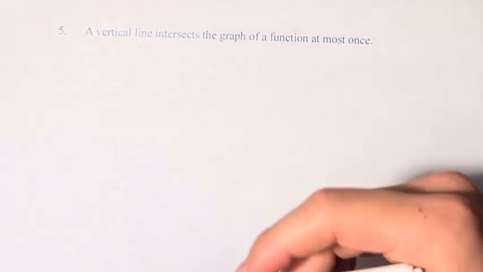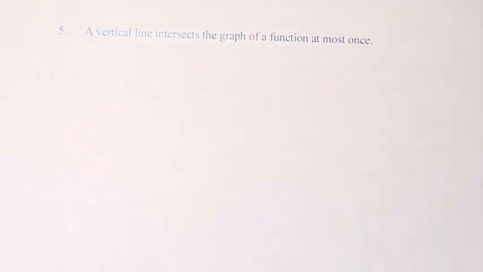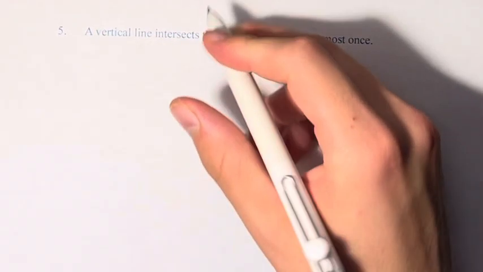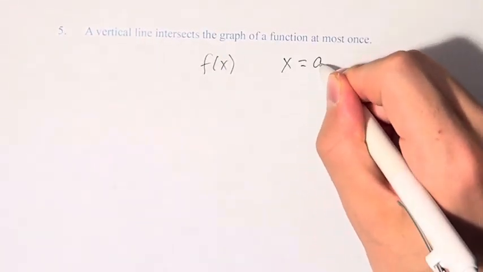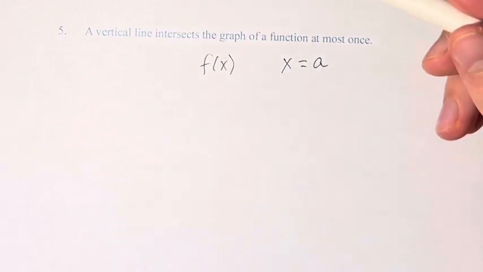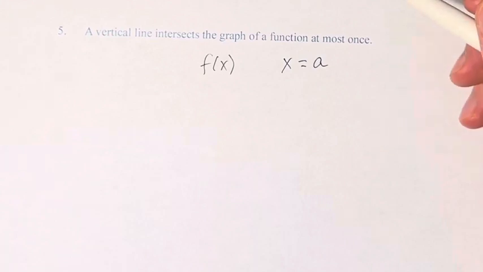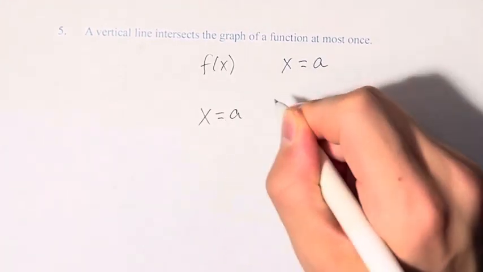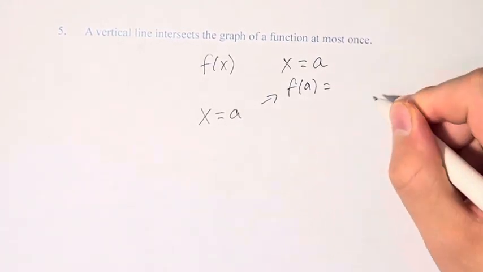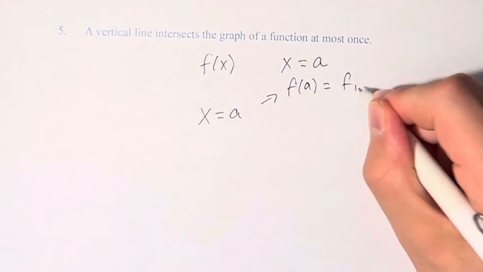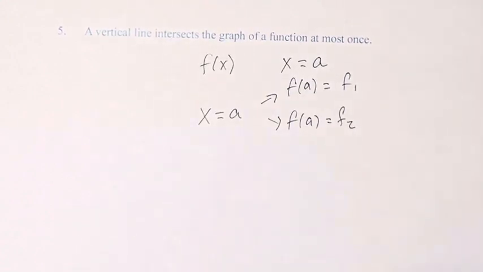In this problem, we are asked whether a vertical line intersects the graph of a function at most once. So if we're looking at a function, f of x, we have some vertical line x equals a. For the line to intersect the function more than once, that means that for x equals a, we have the value f of a equals some value f1, and it also equals some value f2, right?